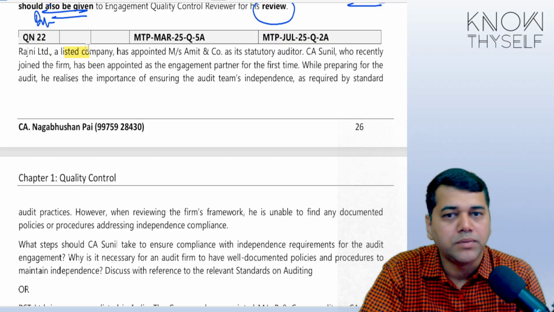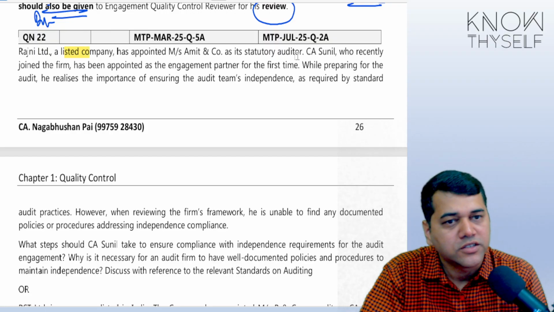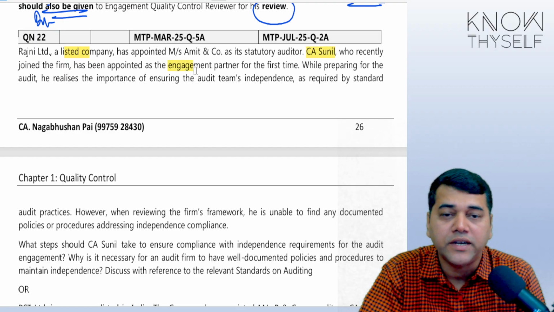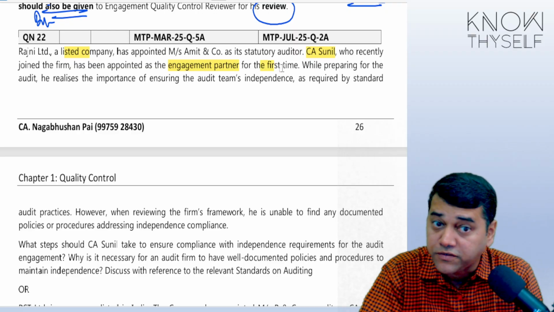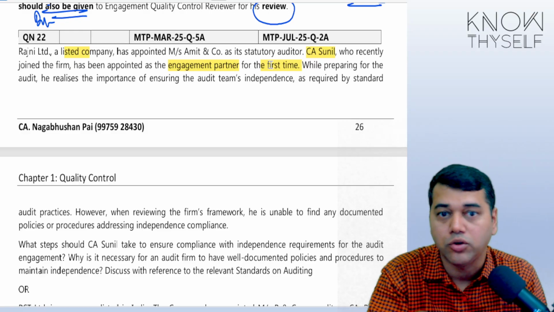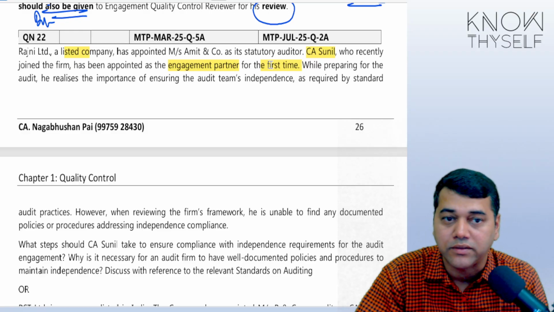There is a listed company that appointed Amit as the statutory auditor. CA Sunil, who has recently joined, is appointed as an engagement partner. Can he be done for the first time? Can he be done? Yes. But can he be an EQCR? No, because he doesn't have the relevant experience.